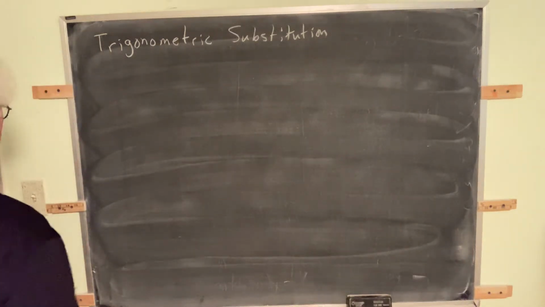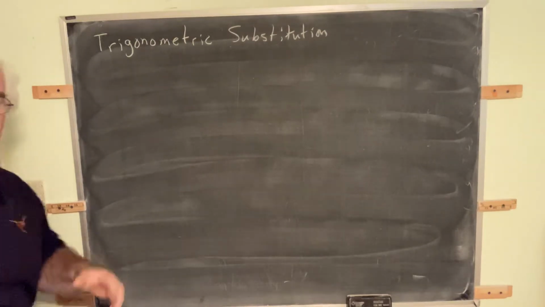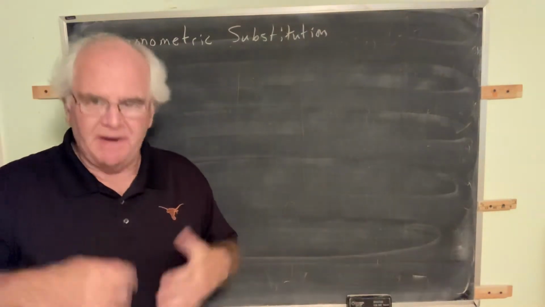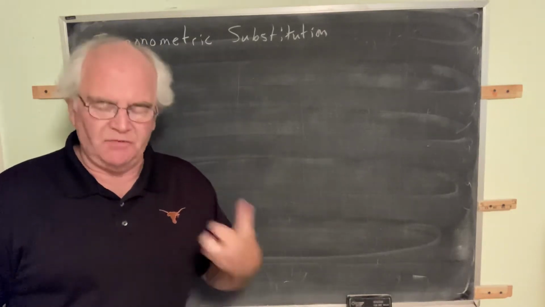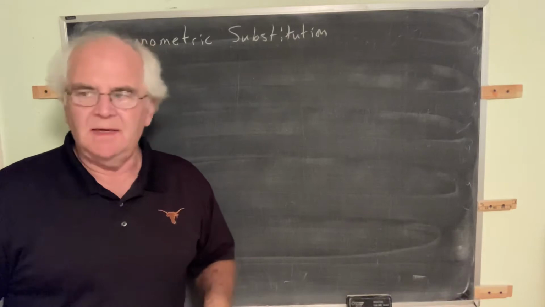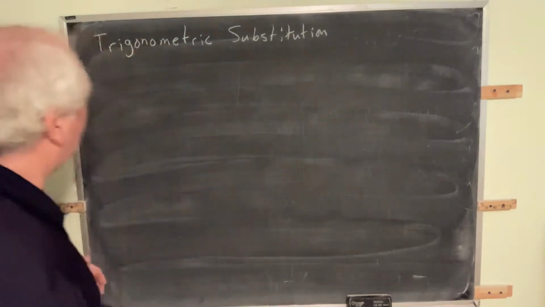The next of our techniques of integration is dealing with something called trigonometric substitution. It's a variation on basic U substitution, but it's a very special kind, and it's deserving of its own special category, its own special section. And so that's what we're going to be talking about now.